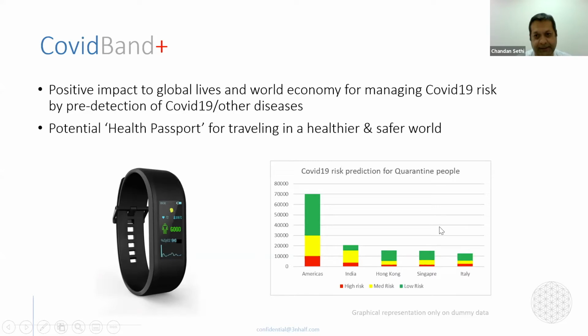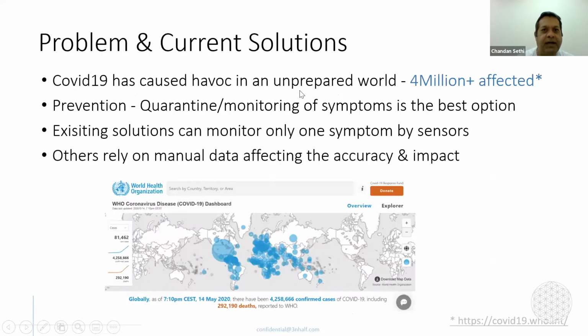This is just a model that we prepared, that in case we have quarantine people, they'll show something like that. It's very similar to the data we are getting for people who have COVID, in fact. So we know about 4 million people are affected right now. We don't have any vaccine, any proven medicine right now. So I think quarantine and monitoring of symptoms is the best option, it seems.